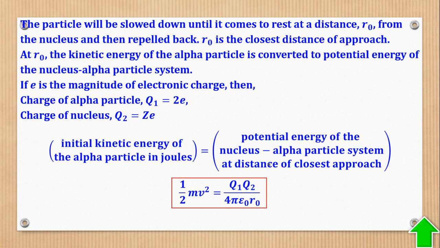Then potential energy will be, remember potential energy means there are 2 charges, that's why you see a Q1, Q2 over 4 pi epsilon naught r0. We saw this formula under electric potential. So these 2 will be equal, and when I make this the subject, if I'm given the rest, that will be the closest distance of approach. So basically this is the formula we're going to be using in this part.